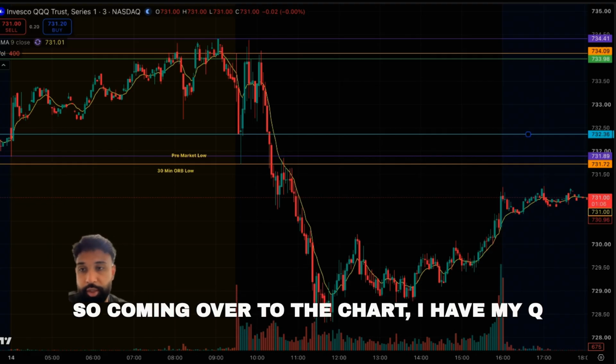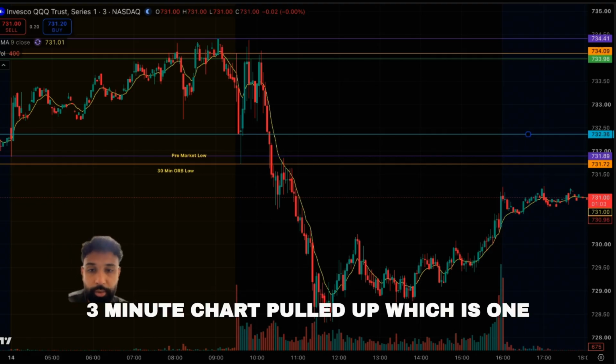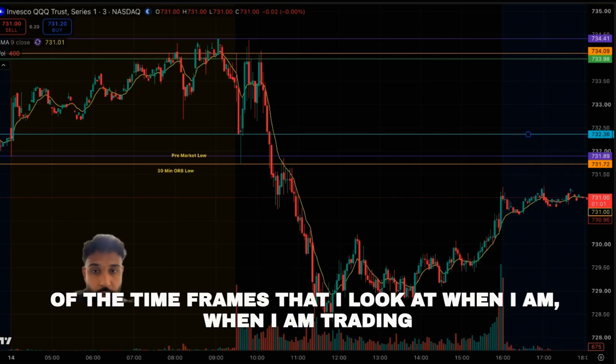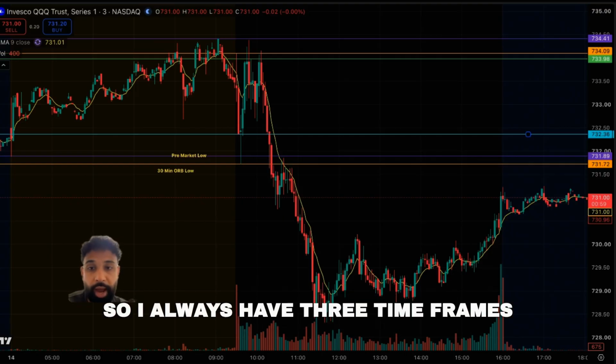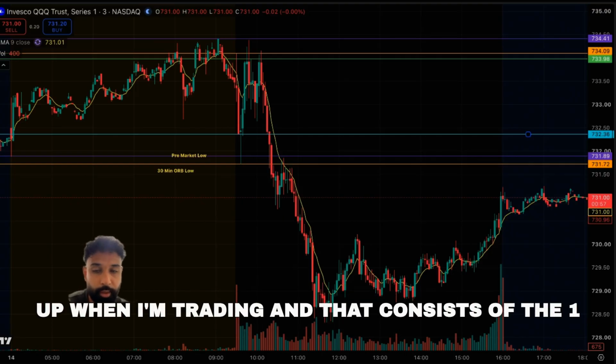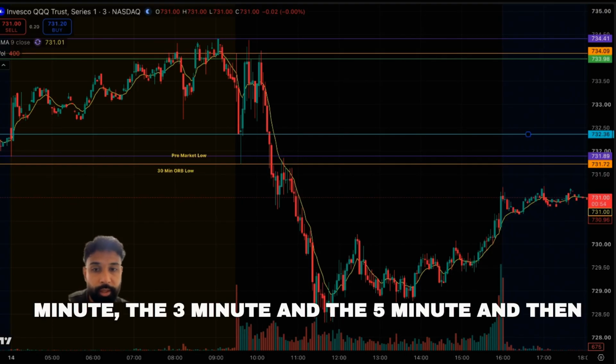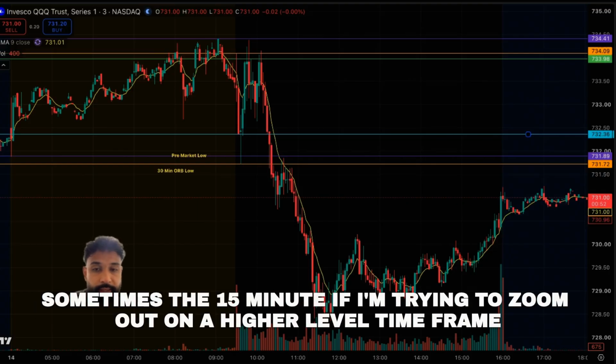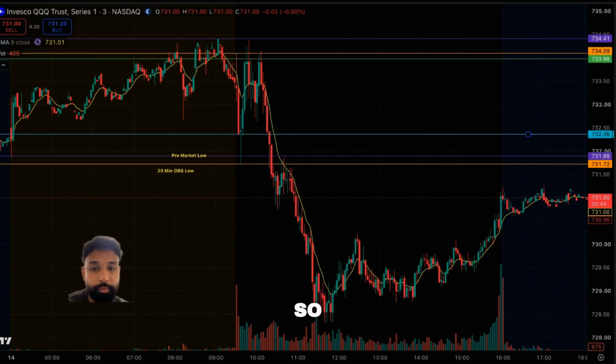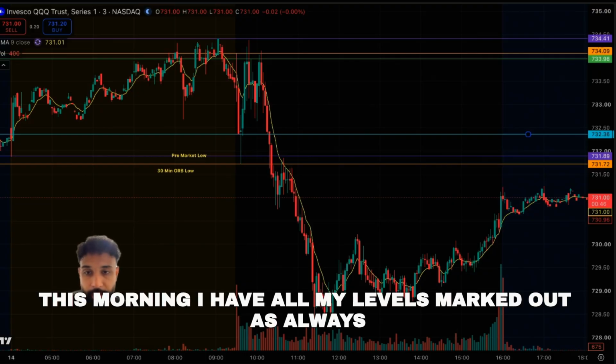So, coming over to the chart, I have my QQQ 3-minute chart pulled up, which is one of the time frames that I look at when I am trading. I always have three time frames up when I'm trading, and that consists of the 1 minute, the 3 minute, and the 5 minute, and then sometimes the 15 minute if I'm trying to zoom out on a higher level time frame. So this morning I have all my levels marked out.